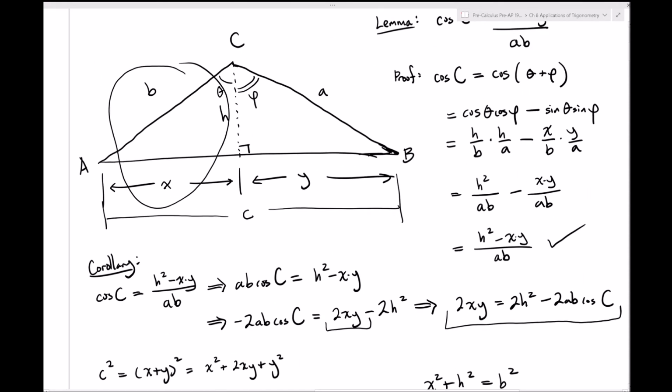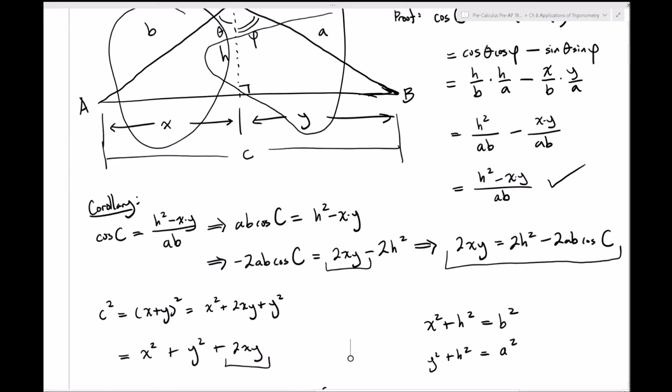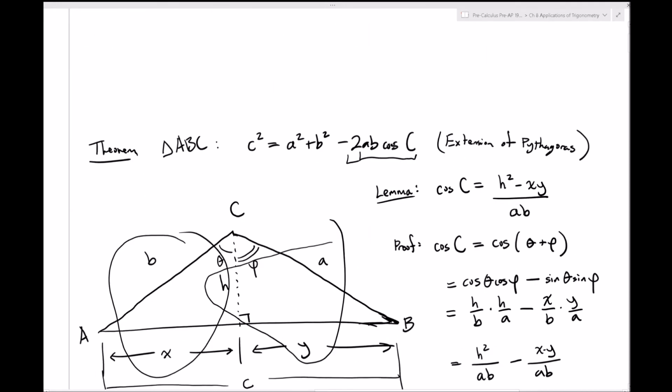Now what about this triangle here? This triangle contains side lengths h, y, and a. So y squared plus h squared is equal to a squared, since a is the hypotenuse. Now, I'm supposed to get an a squared plus b squared, and that's what's missing here.